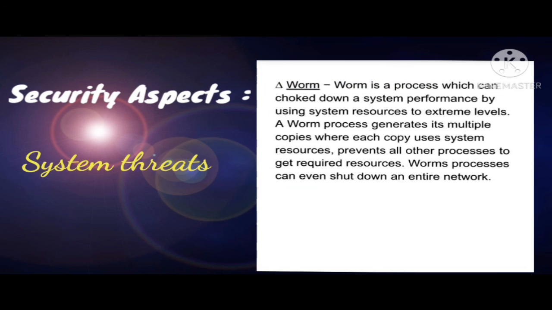Number 3. Worm. Worm is a process which can choke down a system performance by using system resources to extreme levels. A worm process generates its multiple copies where each copy uses system resources, prevents all other processes to get required resources. Worm processes can even shut down an entire network.